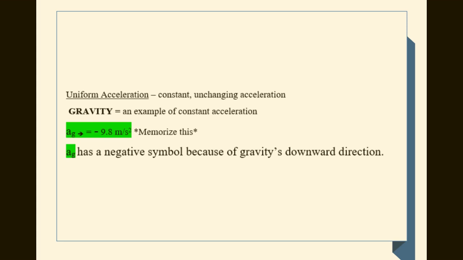The value of a_g is one of the very few things that you are asked to memorize in this class, and will never be mentioned or referred to in a problem. Therefore, it is your responsibility to recognize when acceleration due to gravity is involved in the problem, and for you to remember and use the negative 9.8 meters per second squared value.